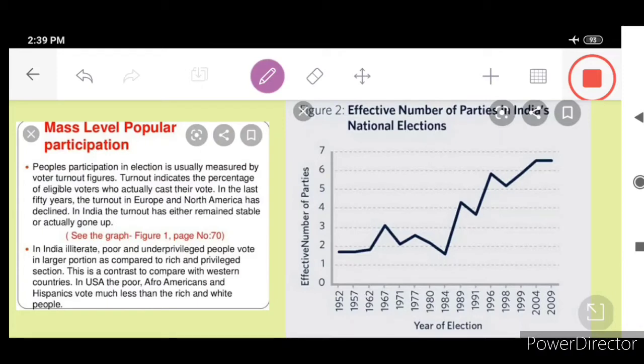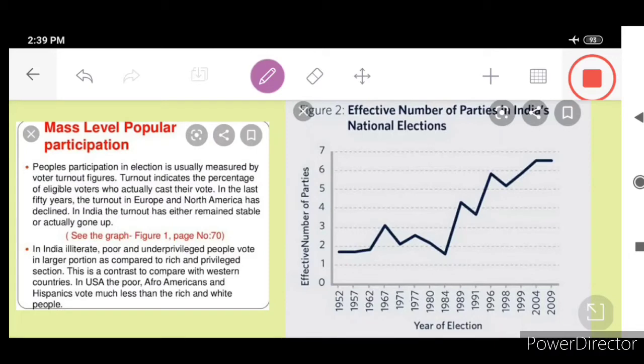So if you talk about Americans, African Americans or Hispanics, the poor people among these groups show much less participation in the elections than the people who are rich and white in color. It means that among the foreign countries, the rich class, the privileged sections, the white sections, show the least participation in the elections. But when you talk about developing nations, we are quoting the example of India.